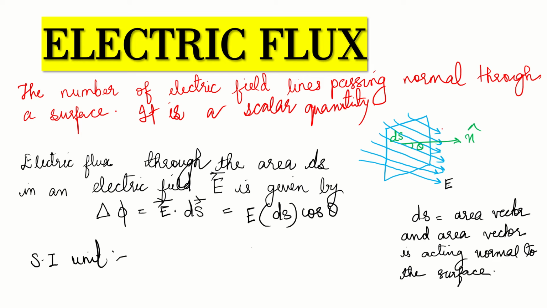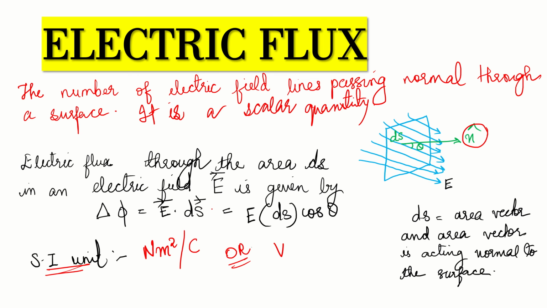Okay, I have redrawn the diagram, and dS is the area vector, and here the area vector is acting normal to the surface, that is why it is n cap. Okay, and what are the SI units? The SI units are Newton meter square per coulomb or volt meter.